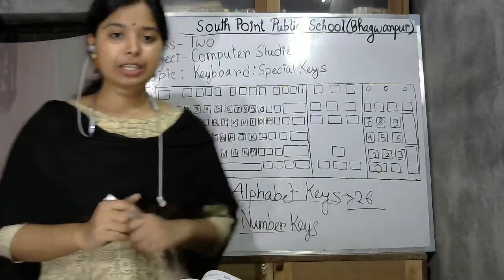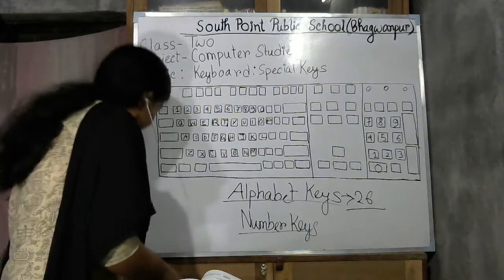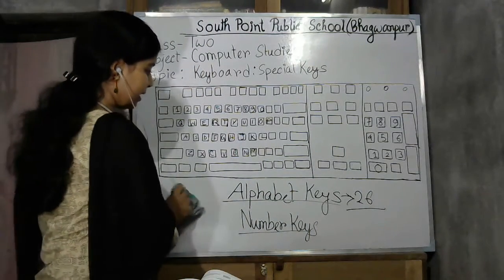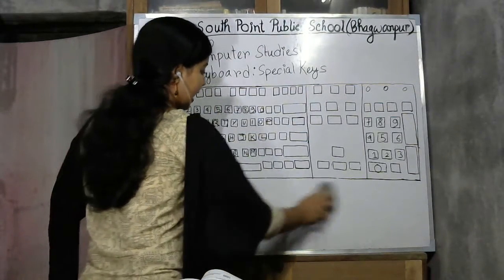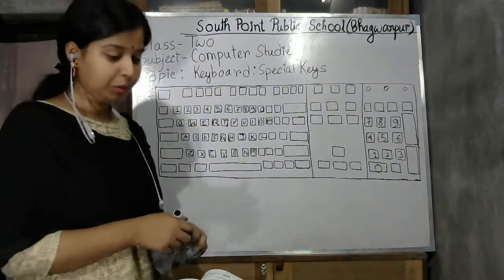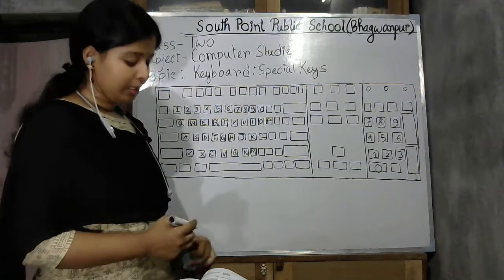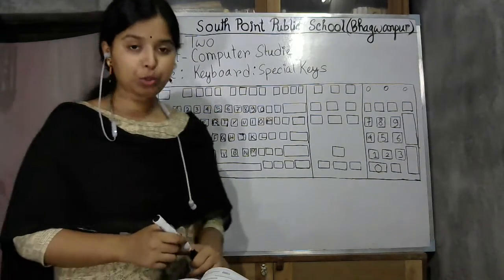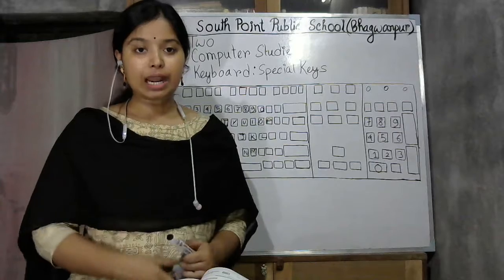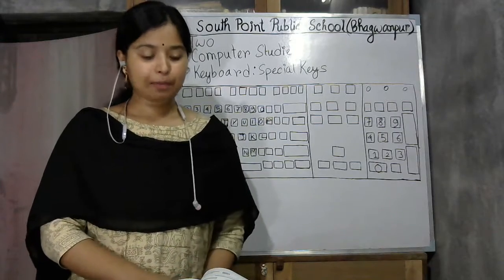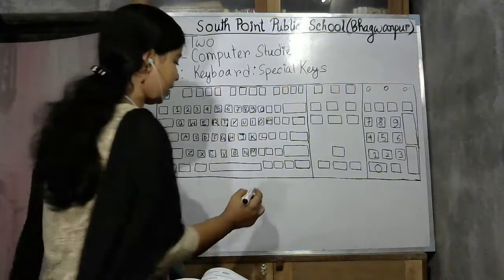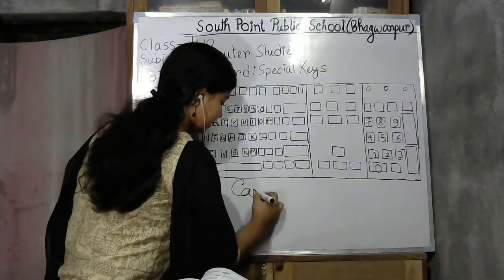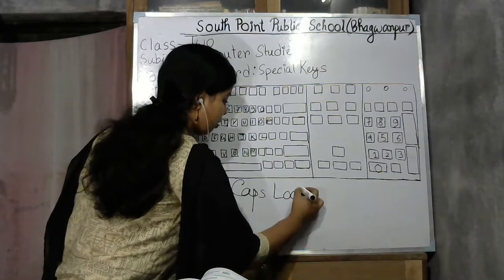Next come special keys. After 26 alphabet keys and 10 number keys on both sides, we are going to learn about special keys. Some special keys help us to do some important tasks on the keyboard while typing. So let's learn about that. First comes the caps lock key.